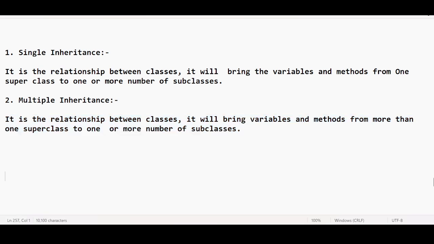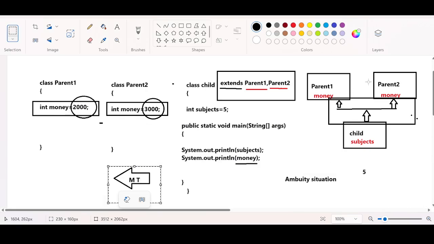What is multiple inheritance? It is a relationship between classes where a class brings variables and methods from more than one superclass. There are two superclasses here, or two parent classes. This is one superclass, this is another superclass, and you have only one child class with two parents. Okay, till there, no problem.